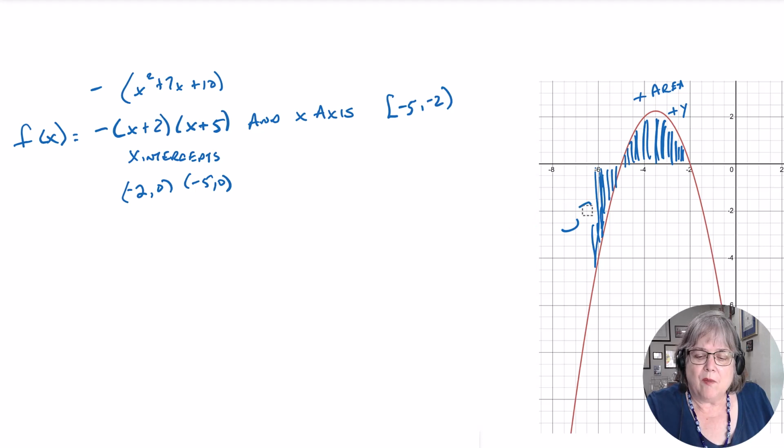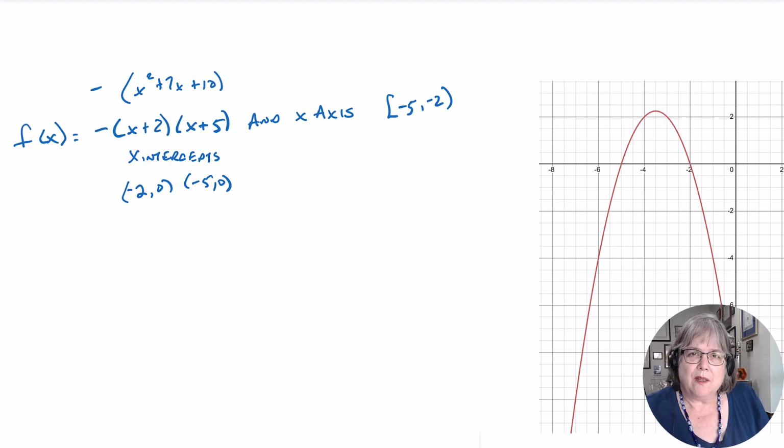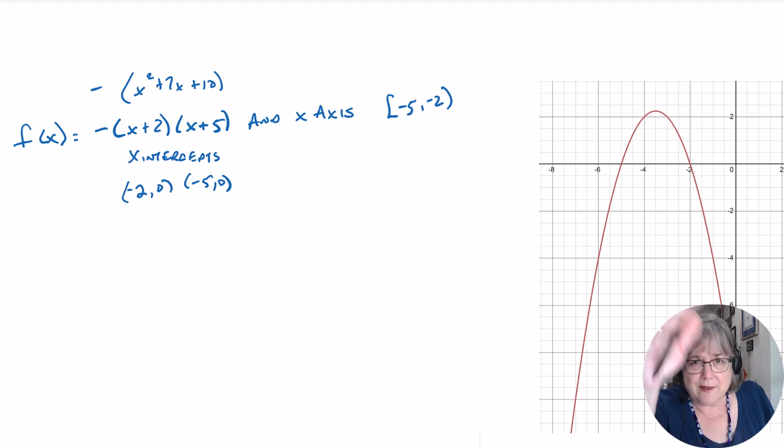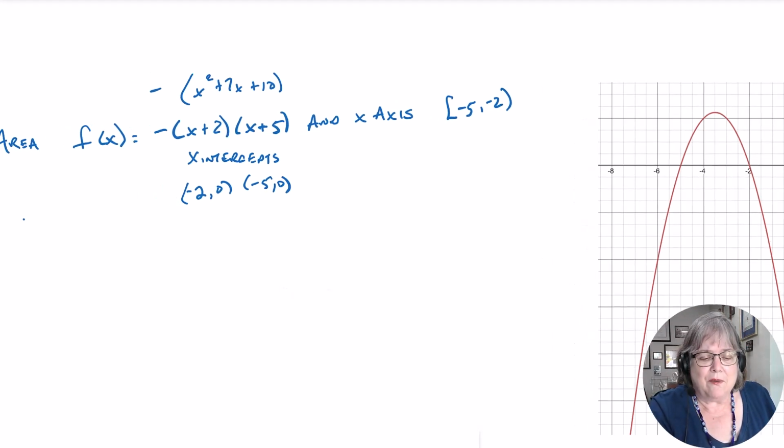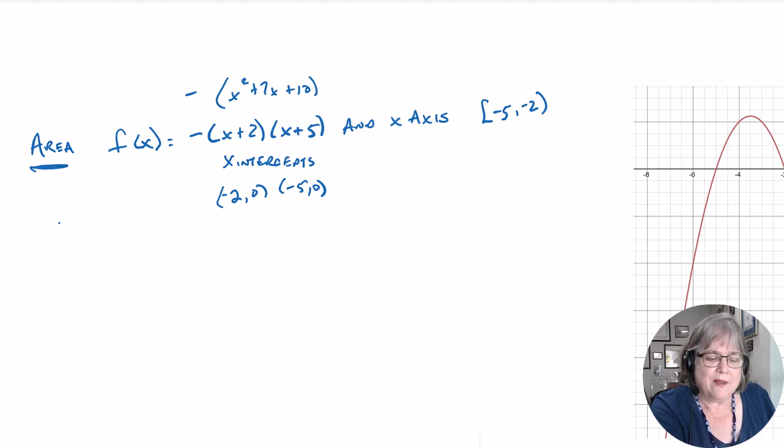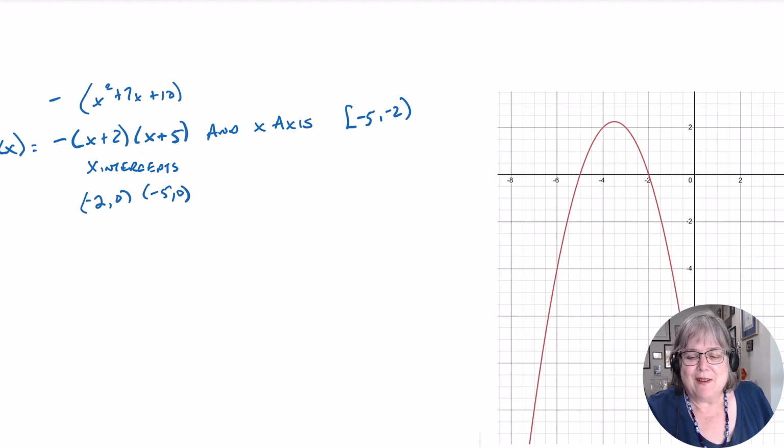And when they talk to you about the area, it's assumed that they're wanting an area as in like you were going to paint it or put carpet down on it. So they don't want negative areas. They want to say, okay, if I was going to buy carpet to lay down in that area, I don't care if it's above the x-axis or below the x-axis. I just need an area. So when they talk area, you have to be careful. As soon as they say that word, that says, I better graph this, right? Because what you're looking for is, is it positive in that section or negative in that section?